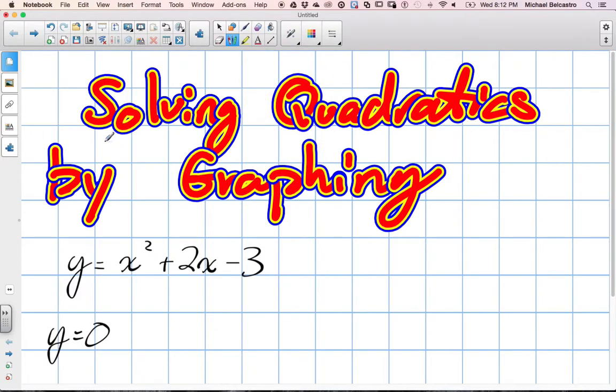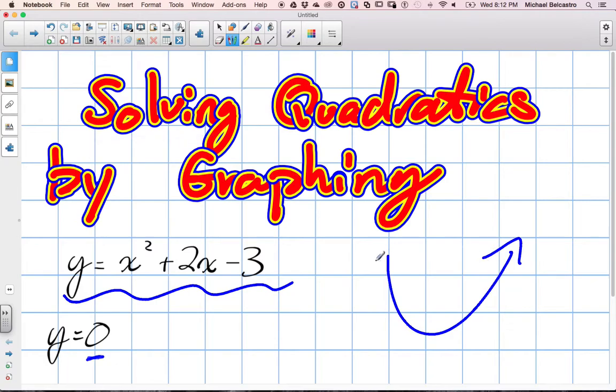We're gonna solve a quadratic by graphing. And in order to solve something, you need to have some kind of goal. So first of all, here's our function or our equation. And this actually has many, many answers. It's a quadratic, you know, if it was on a grid.